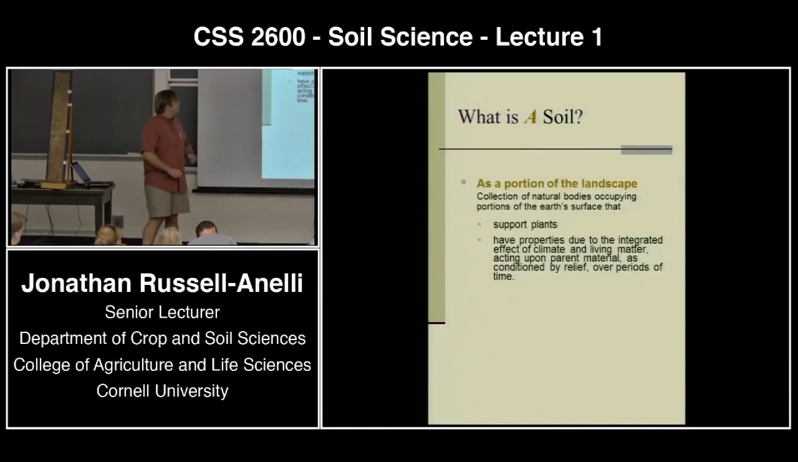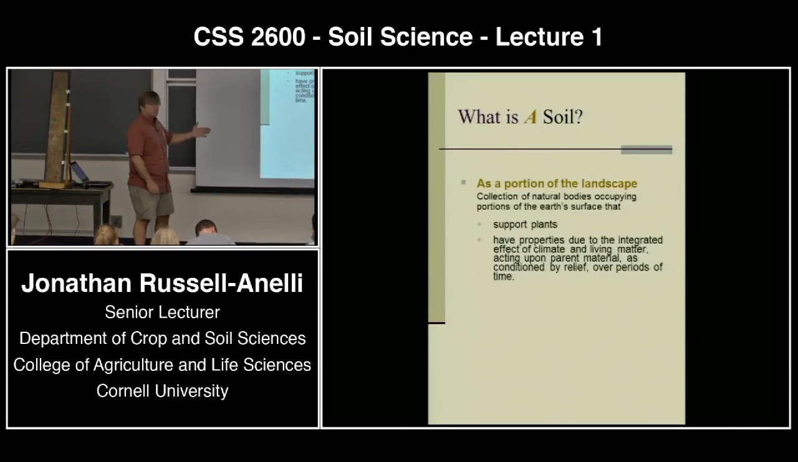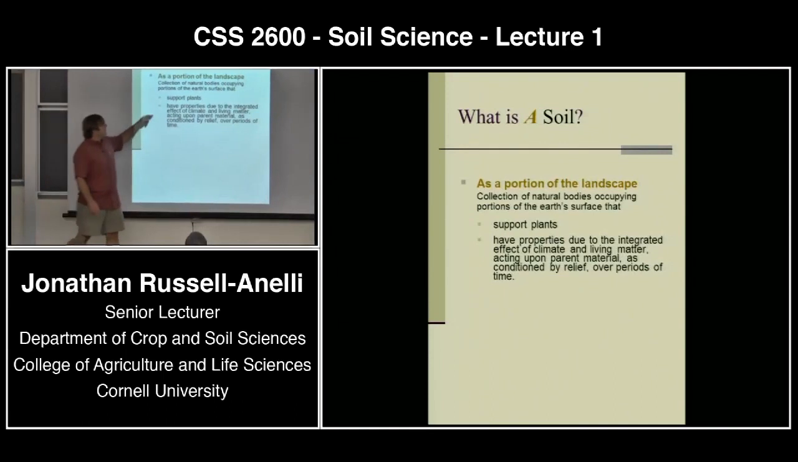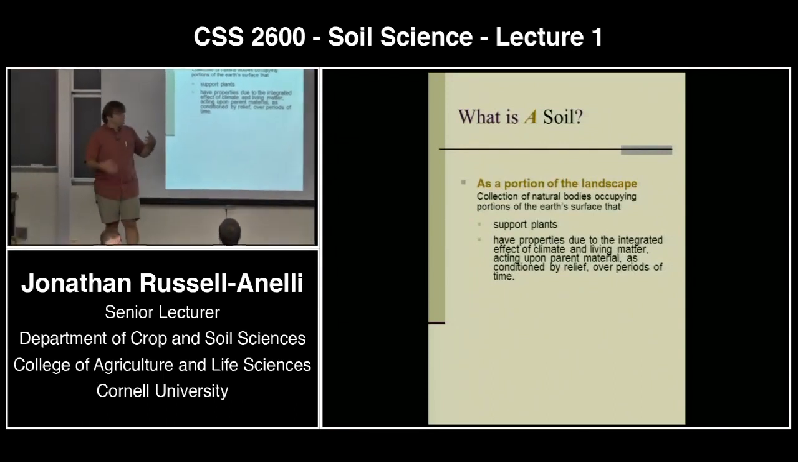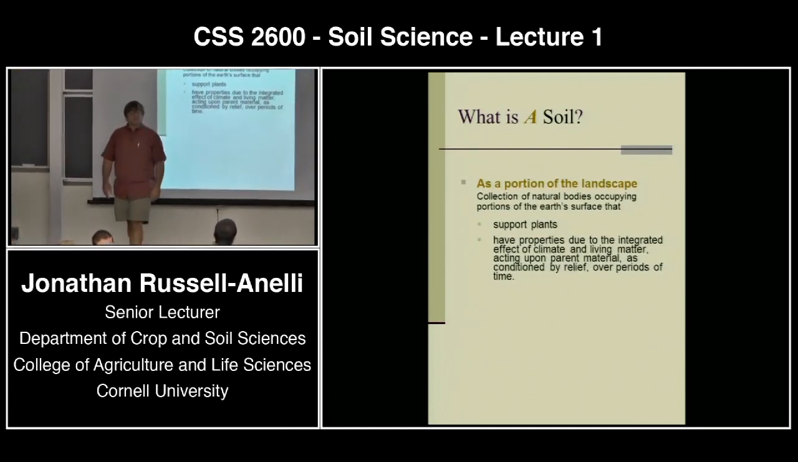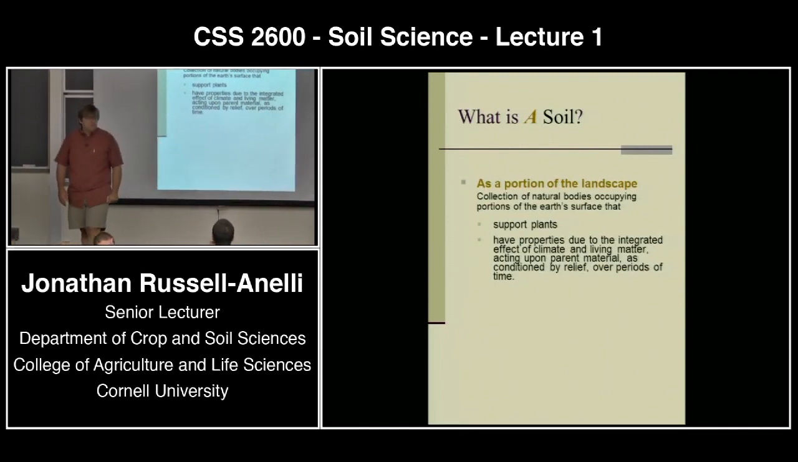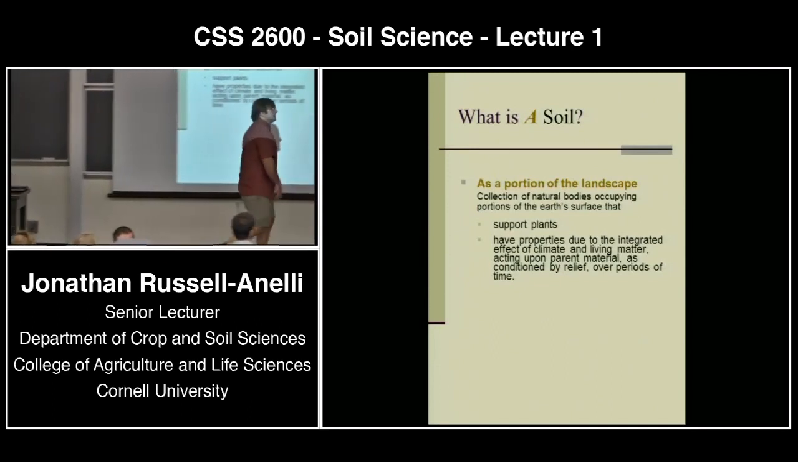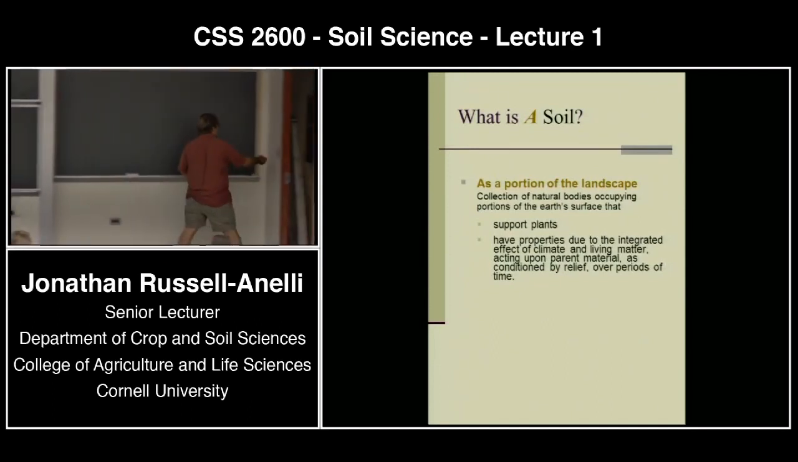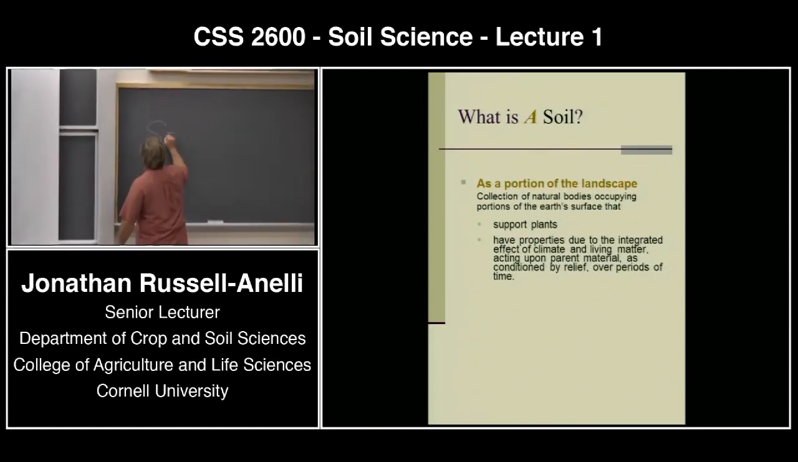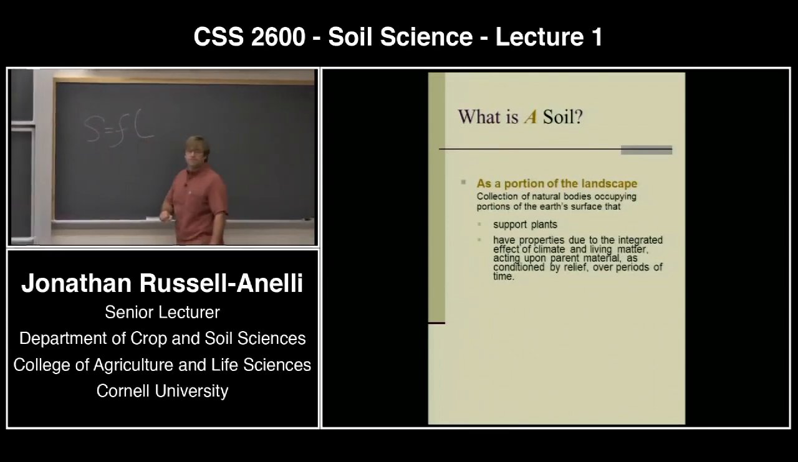All right, back to what is a soil. It's a portion of the landscape that supports soils and has properties that are due to alteration, but are integrated effects of the climate, of living material, acting upon some sort of parent material that's conditioned by relief over periods of time. Gobbledygook, right? This is basically the soil function equation. You guys ready for this? Soils are a function of five things. We call these functions factors.